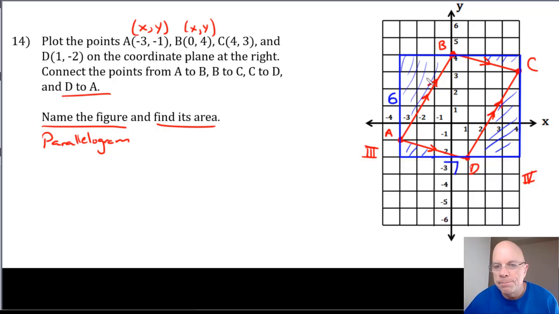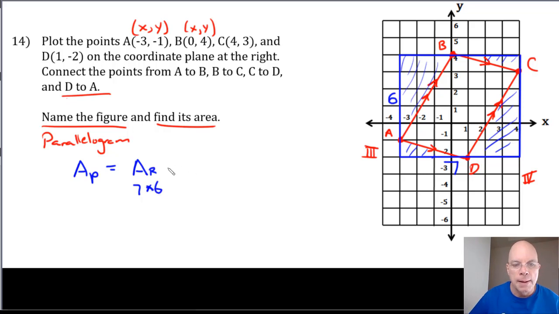The area of this parallelogram is going to be equal to the area of the big blue rectangle, which we've already identified as a 7 by 6 rectangle, minus the area of all of the triangles, all these blue triangles. I want to number the blue triangles, so let me number them: 1, 2, 3, and 4.